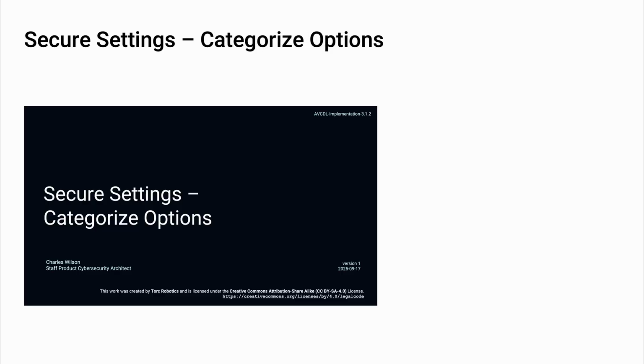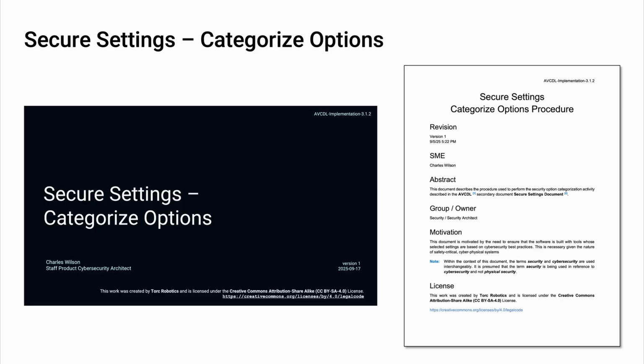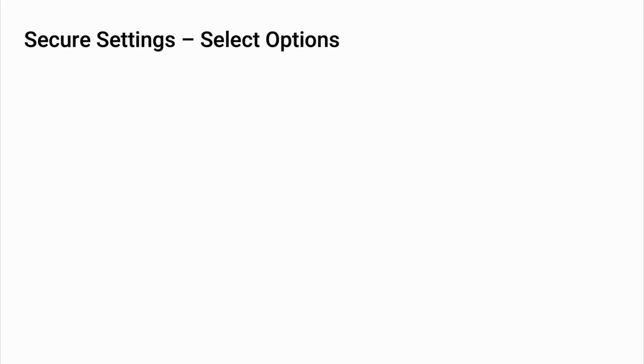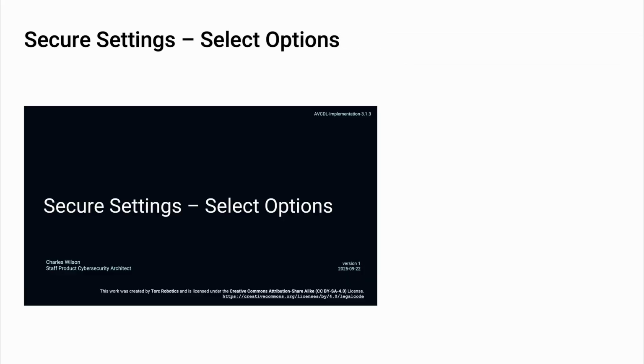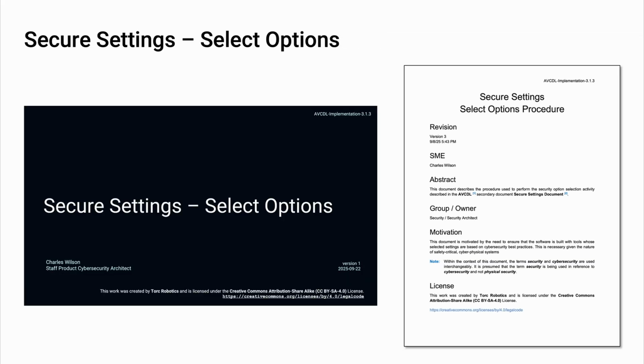The Secure Settings Categorize Options training goes along with the Secure Settings Categorize Options Procedure. It extends the example from the Identify Options training and covers how one might create severity categories and categorize the identified options so that they can be processed later. The Secure Settings Select Options training goes along with the Secure Settings Select Options procedure. It continues extending the example from the previous trainings and addresses how options are selected for application to a specific element of the system by the cybersecurity and development SMEs.